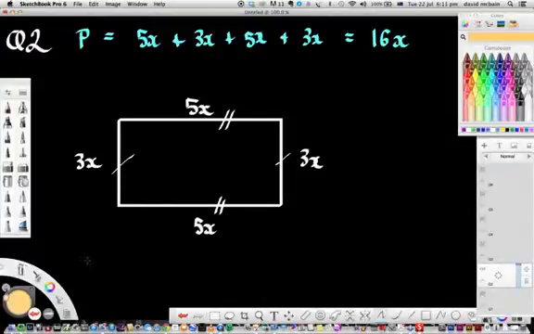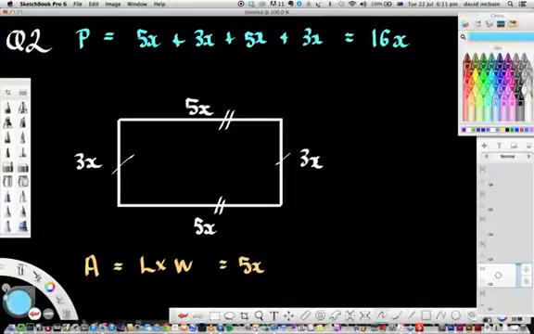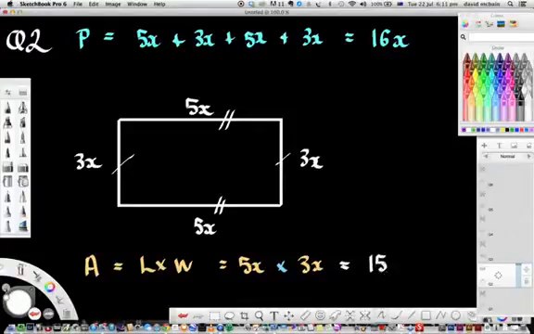The area of the shape, A for area, is equal to, once again, the length times the width. So it's going to be 5x, that's the length, times the width. So it's going to be 5x times 3x. And if we work that out and simplify it, 5 times 3 is 15. X times x is x squared. So there's the expression for our area.